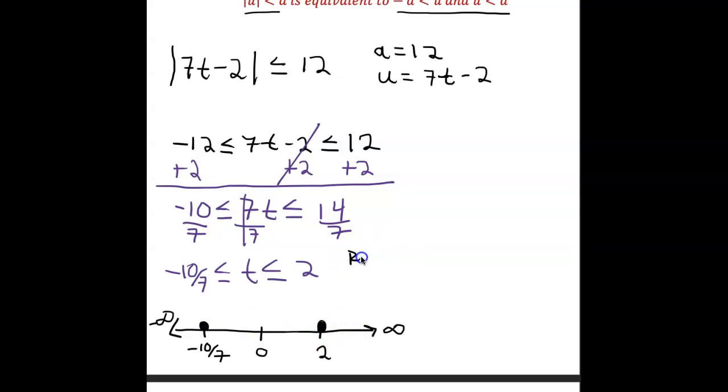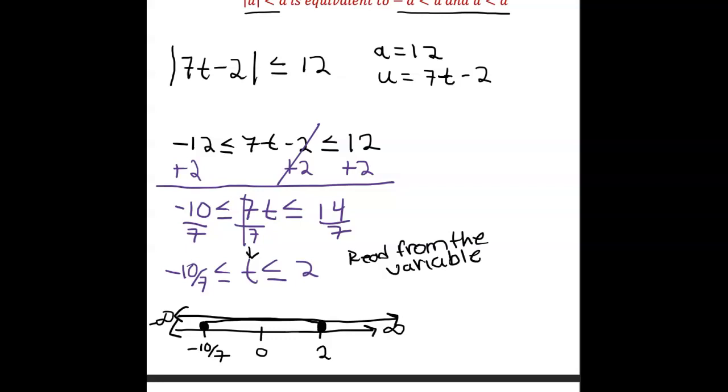Then I'm going to read from the variable, inside out. So t is greater than or equal to negative 10 over 7. That means it's going to the right. All positive numbers are going to the right. And then it says t is less than or equal to positive 2. All numbers less than 2 go to the left.